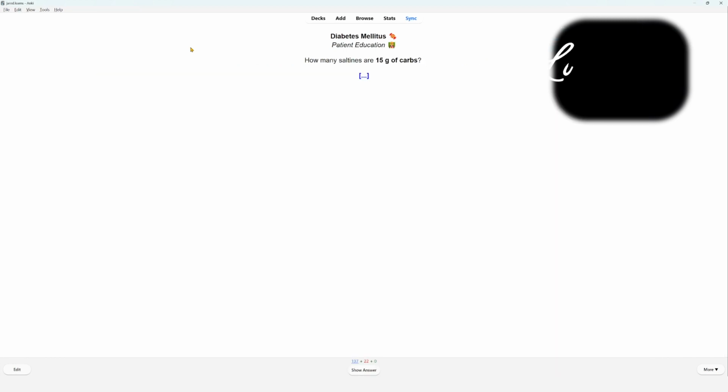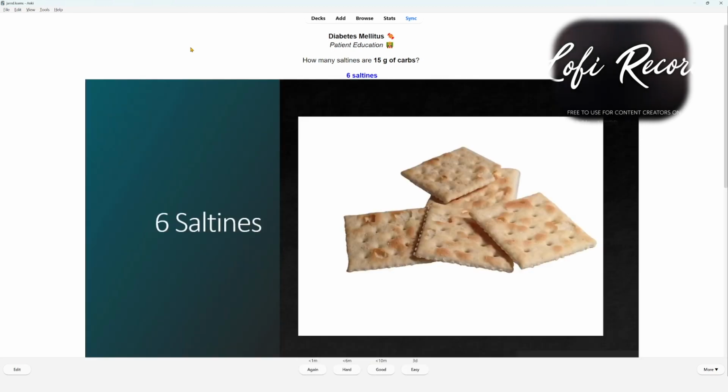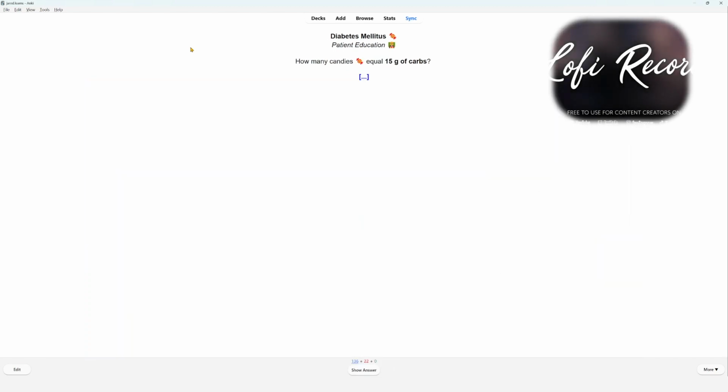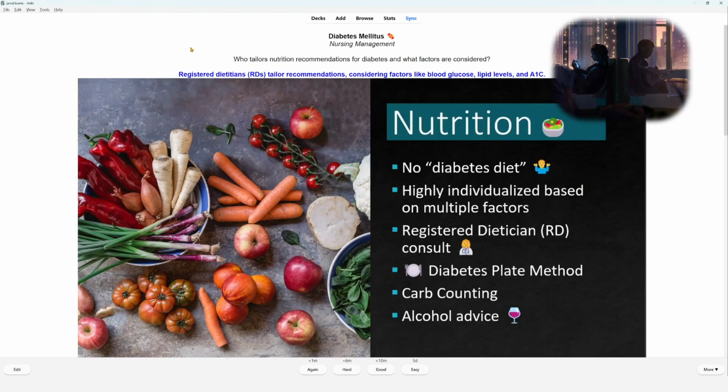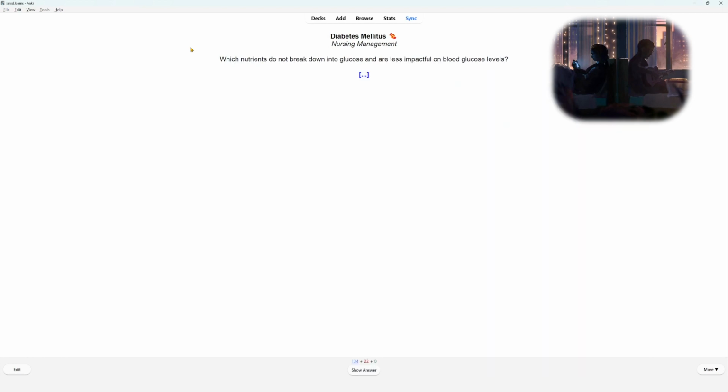Okay. I'm going to hit wrong. Do that again. Saltines, 6 saltines. How many candies? 6 to 10. What tailors nutrition recommendations for diabetes, and what factors are considered? That's a registered dietitian. Which nutrients do not break down into glucose and are less impactful on blood glucose levels?